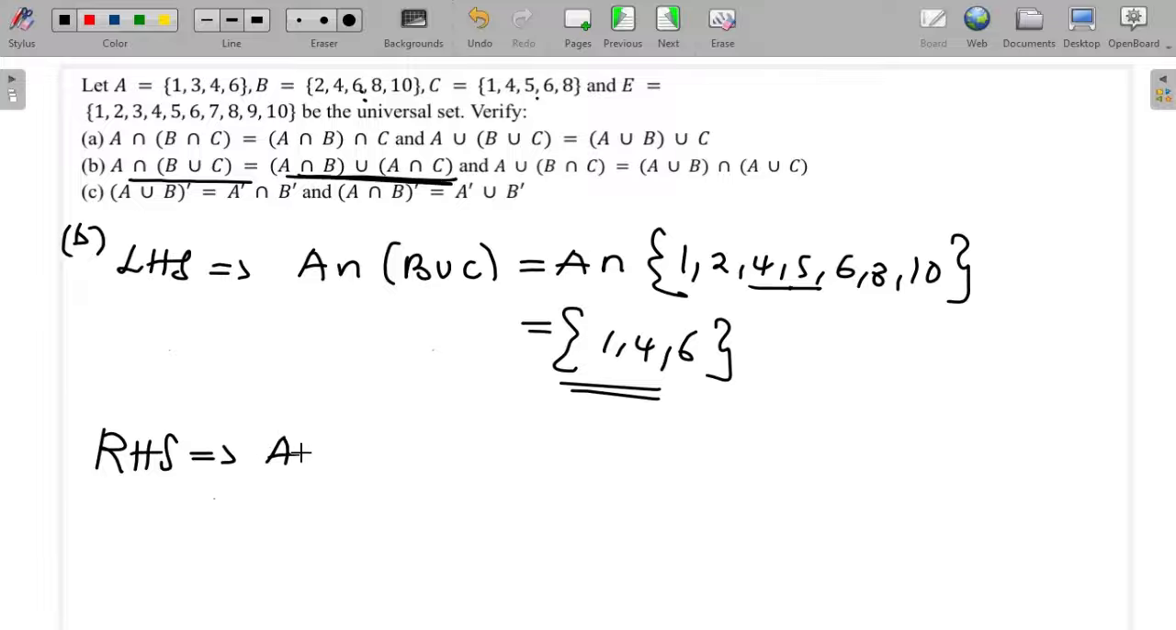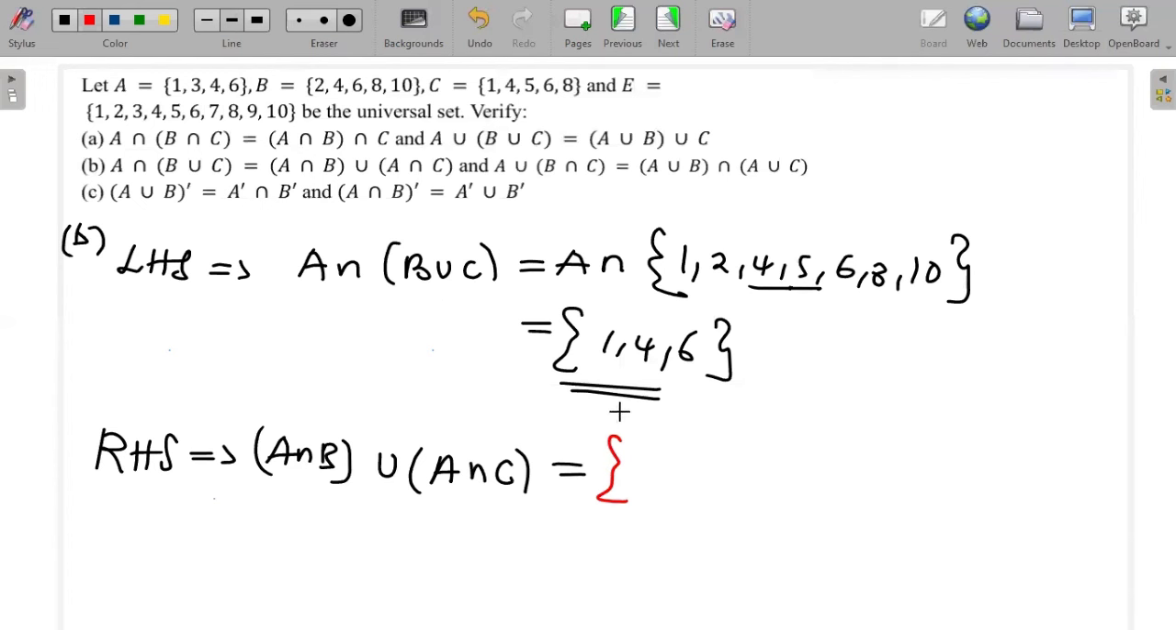What about my right? So my right, I have A intersection B union A intersection C. So let's find A intersection B. What is common between A and B? There 4 and 6 are common. So 4 and 6, and then union. What is common between A and C? A is this, and C is that. So what is common there is 1, 4, and 6.